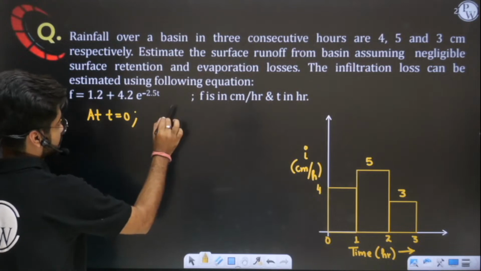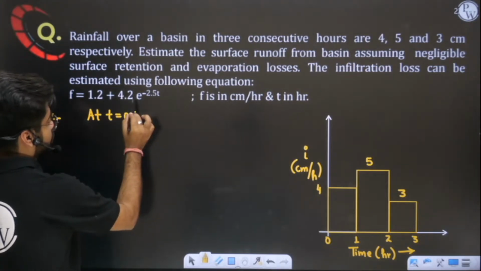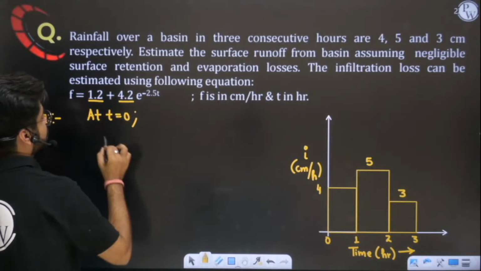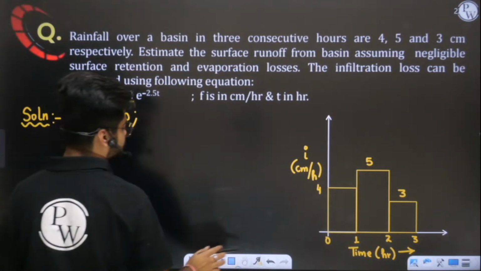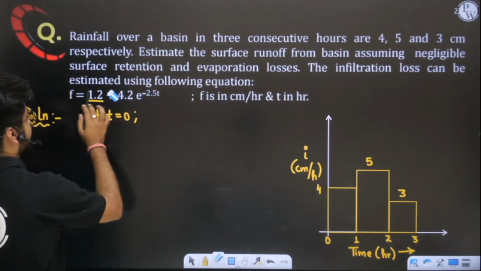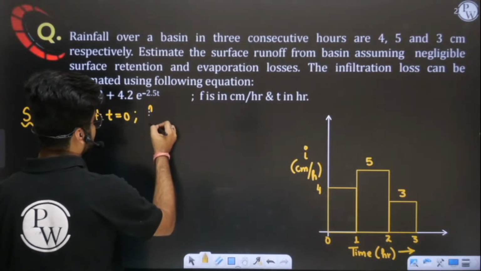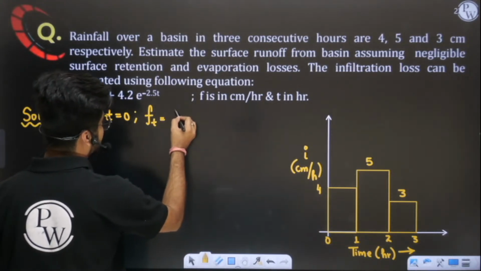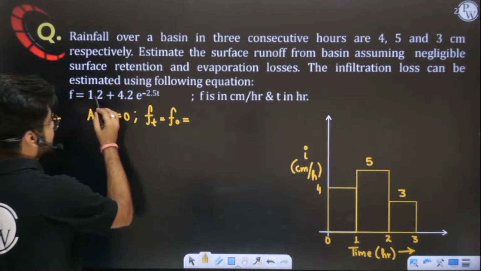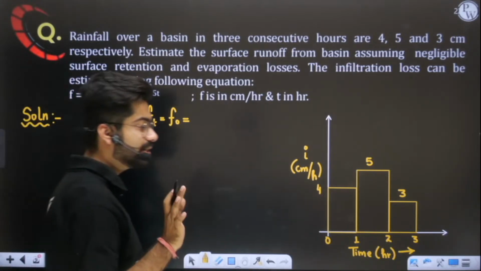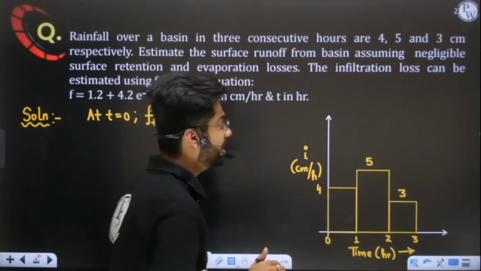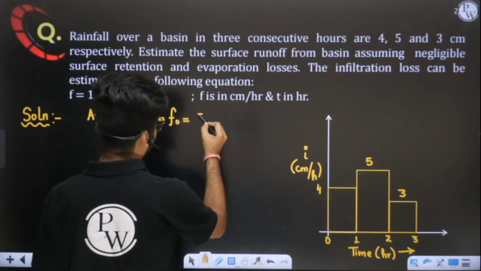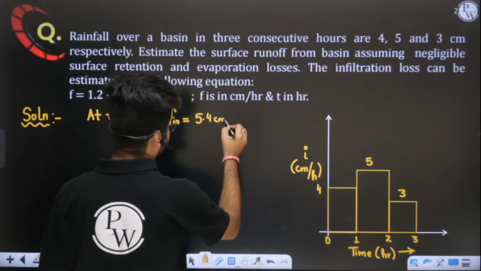e power 0 is 1. 1 into 4.2 is 4.2. 4.2 plus 1.2 is how much? When time is equal to 0, the infiltration capacity will be equal to f naught, and it is coming out to be 1.2 plus 4.2, which is equal to 5.4 centimeter per hour.